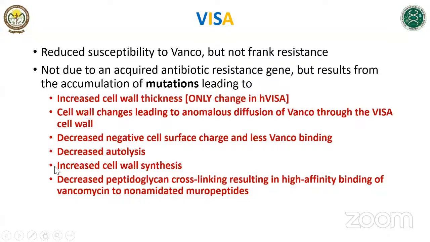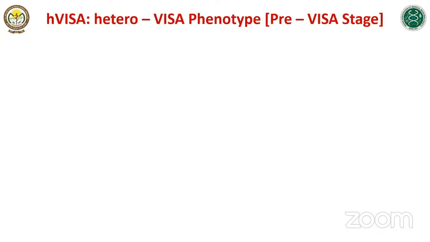Other than that, there are additional mutational changes like cell wall changes leading to anomalous division, diffusion of vancomycin through the VISA cell wall, decreased negative cell surface charge and less vancomycin binding, decreased autolysis, increased cell wall synthesis, and decreased peptidoglycan cross-linking, resulting in high affinity binding of vanco to non-aminated peptides. So these are the changes besides the thickening of the cell wall. The thickening of the cell wall is the only change that creates the H-VISA, whereas the further mutational changes lead to the development of the VISA isolate.